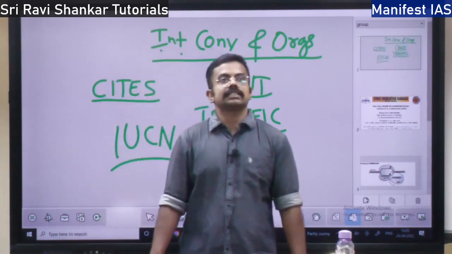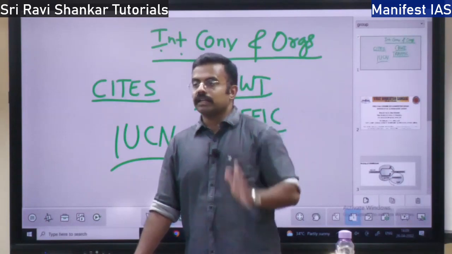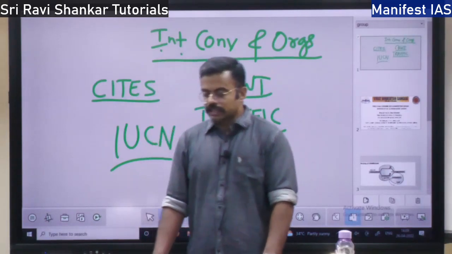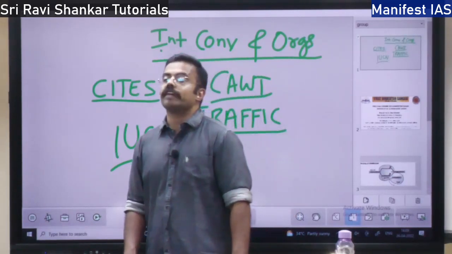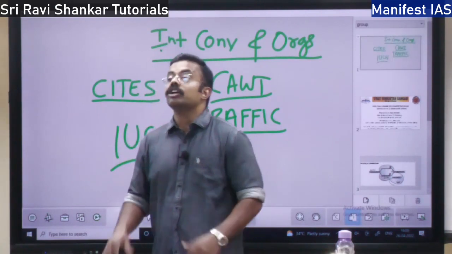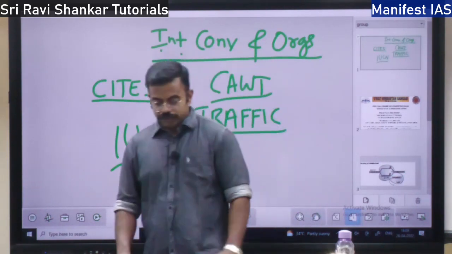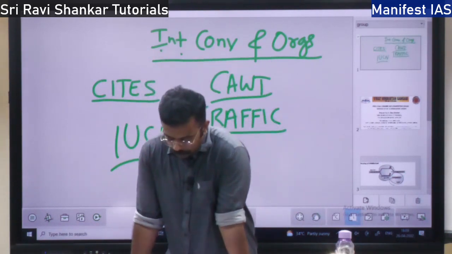See, an agreement has more power, a convention is the next level, with lesser power. So, the International Convention for Regulation of Whaling was signed in the year 1946, to regulate whaling, to stop whaling, right?